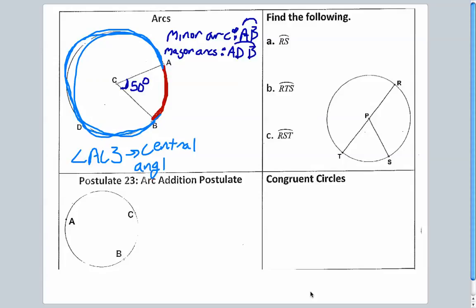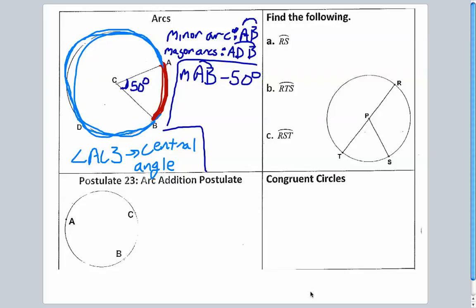Very important to get the vocab down in these circle sections. That is a central angle. So, for instance, if I wanted to write the measure of arc AB, let's give myself some room here. Measure of AB, I would write it like this, just like I would the measure of some angle. Measure of AB is 50 degrees. So the measure of A to B is the same as the central angle. Measure of AB equals 50 degrees. And that's it. That just means that AB is 50 degrees.